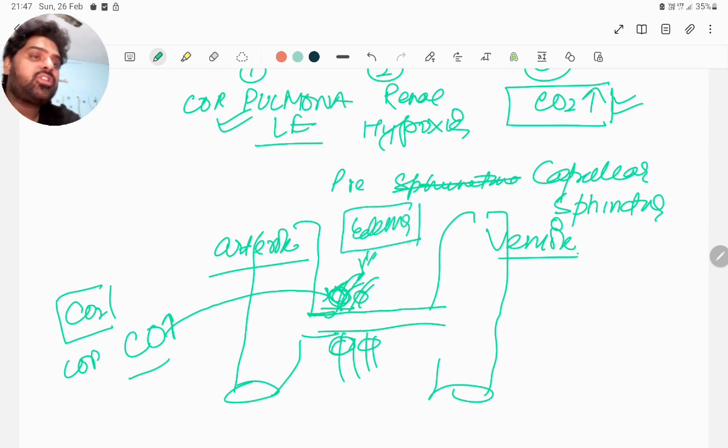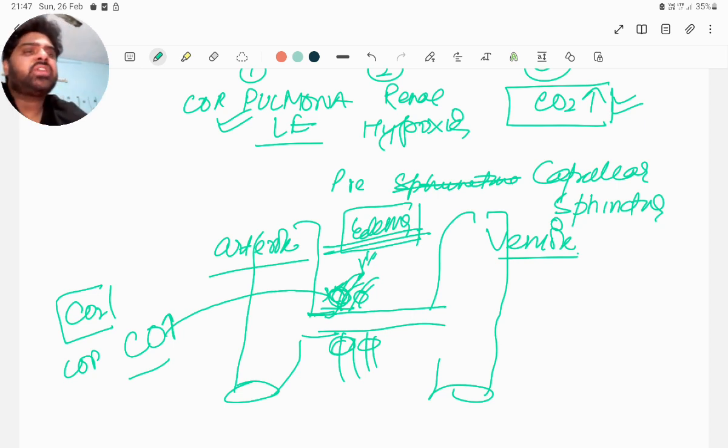So it is the modern theory. They say the edema in COPD is because of the pre-capillary sphincter, which is highly sensitive to the CO2 value. When CO2 increases in the COPD patient, it relaxes the pre-capillary sphincter and more blood flows into the capillaries, and there is an edema. So this is one of the causes.